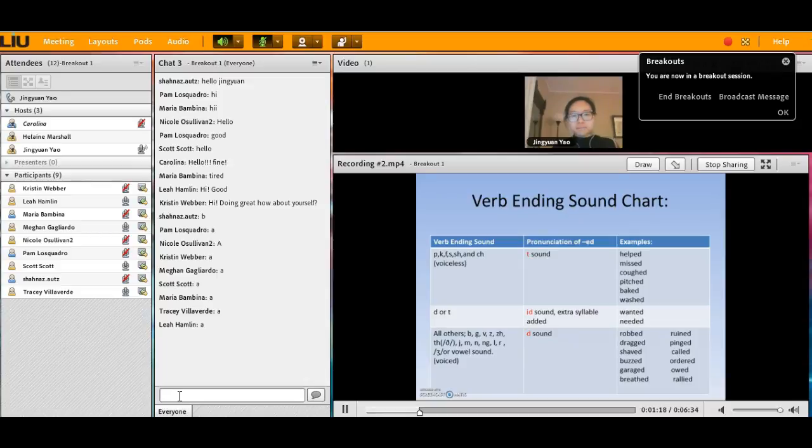All right, this is the chart I got from the book, and I believe all of you have read it already. So the verb ending sound chart. And this chart tells us when ED is pronounced as T, and when it is pronounced as other sounds, and when it is pronounced D. When the verb ending sound is P, K, F, S, Sh, and Ch, these are voiceless consonants. When the verb ending sound is a voiceless consonant, ED is pronounced T. And these examples are here.